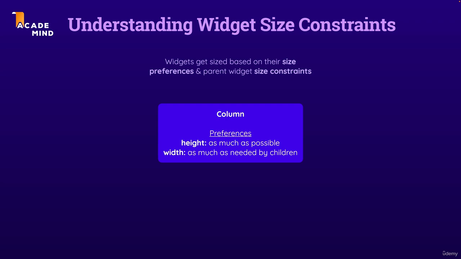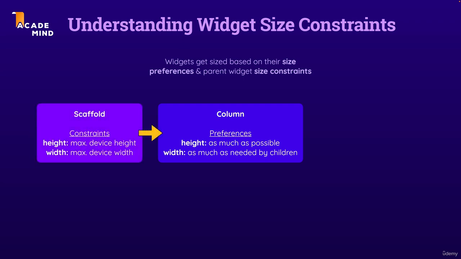But since the column in theory, of course, wants to take as much height as possible, it's important that the column widget is inside of a parent that restricts the height, because otherwise it would go outside of the screen boundaries, which is not the goal. That's why we, for example, have no problem if a column is used directly inside of a scaffold widget, so as a value for the body parameter of a scaffold widget, because the scaffold widget turns out to constrain the height and the width to the maximum device height or width.